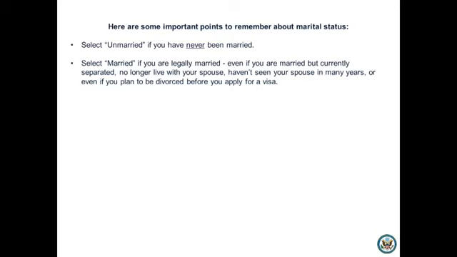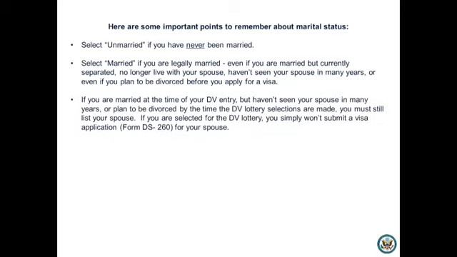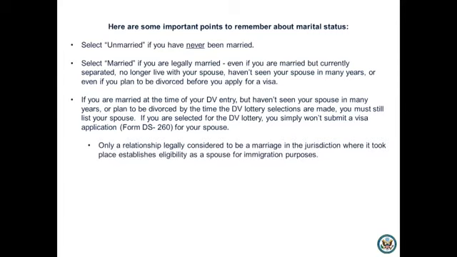spouse, haven't seen your spouse in many years, or even if you plan to be divorced before you apply for a visa. If you are married at the time of your DV entry, but haven't seen your spouse in many years, or plan to be divorced by the time the DV lottery selections are made, you must still list your spouse. If you are selected for the DV lottery, you simply won't submit a visa application, Form DS-260, for your spouse. Only a relationship legally considered to be a marriage in the jurisdiction where it took place establishes eligibility as a spouse for immigration purposes.